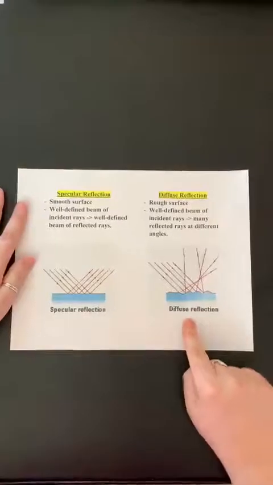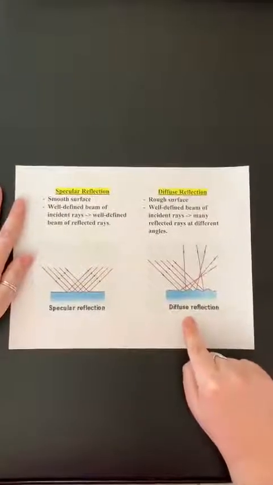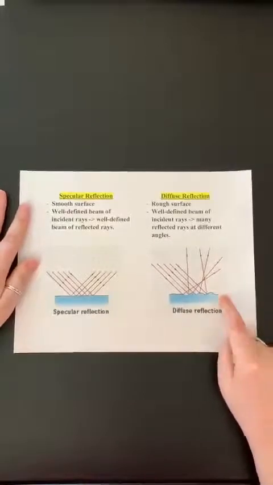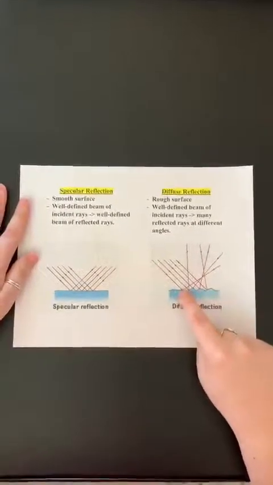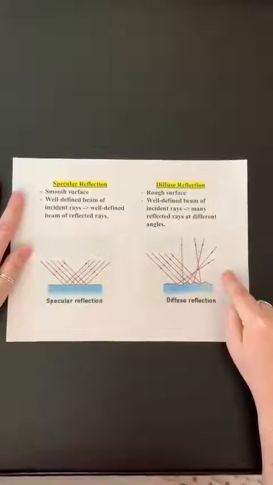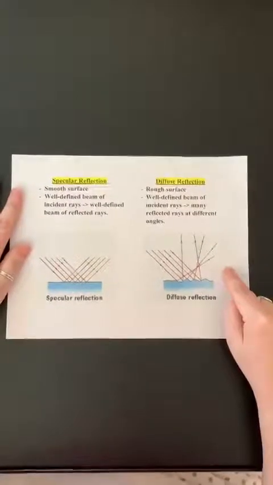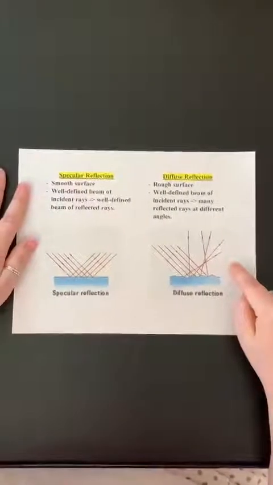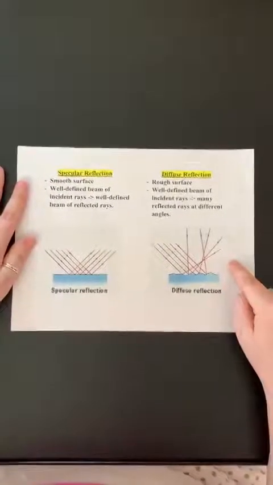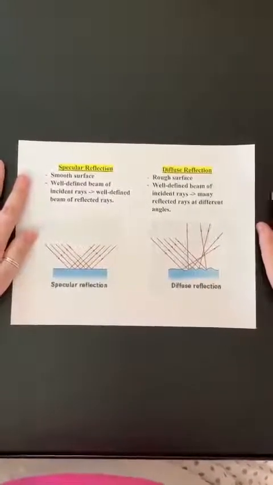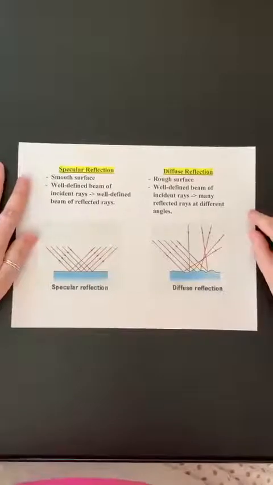This picture is an example of a diffuse reflection because the surface is rough. With a rough surface, well-defined beams of incident rays get reflected in many different directions. This allows the spectator to see reflected rays from many different angles. Diffuse reflection occurs when light is reflected off of a surface that doesn't produce an image. The majority of things we visualize are due to a diffuse reflection. This type of reflection allows us to perceive direction and distance.